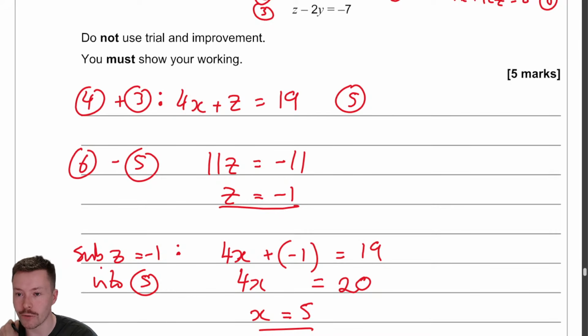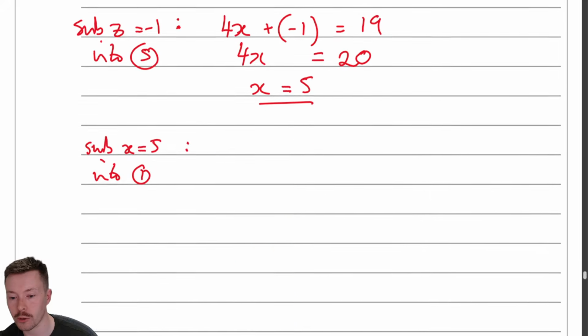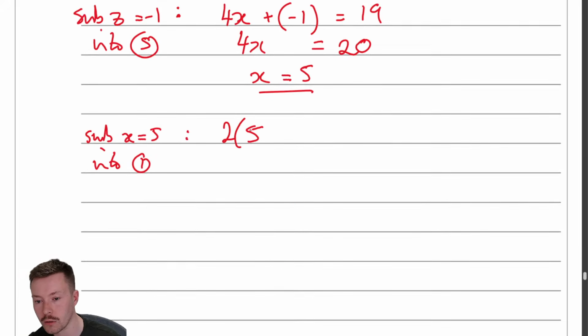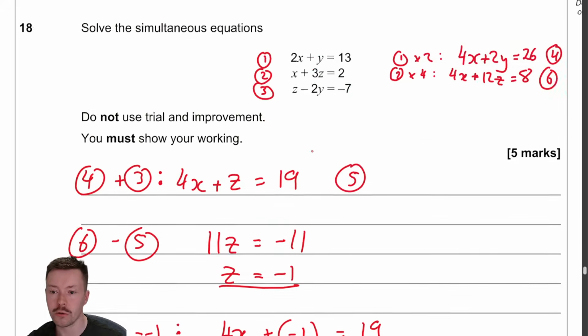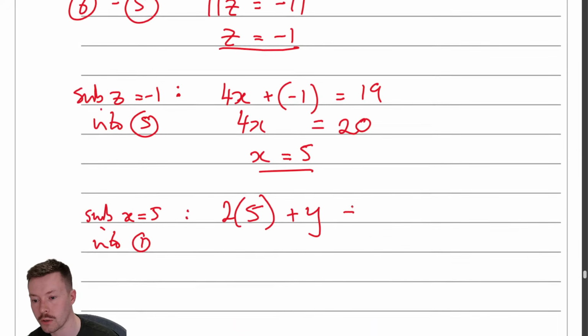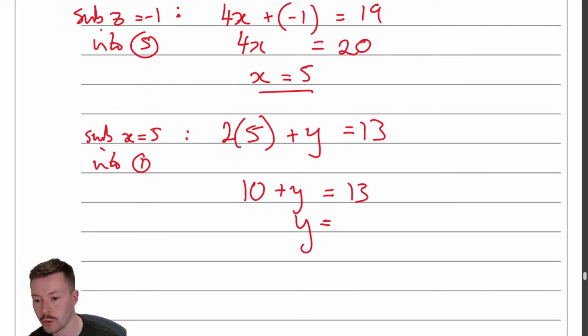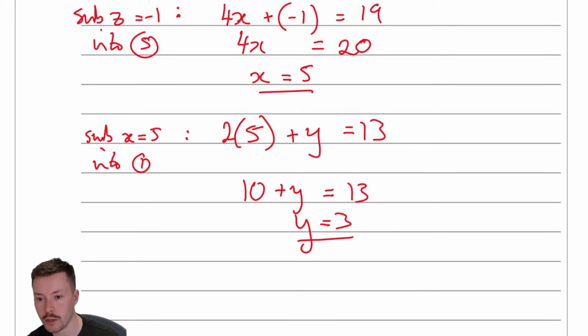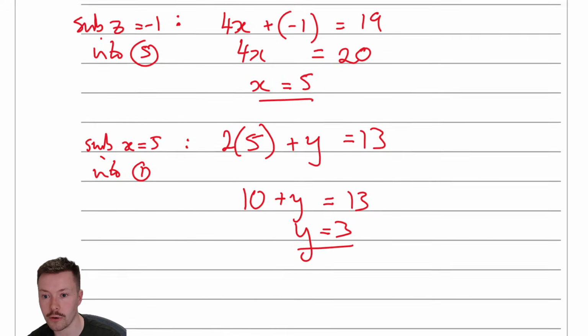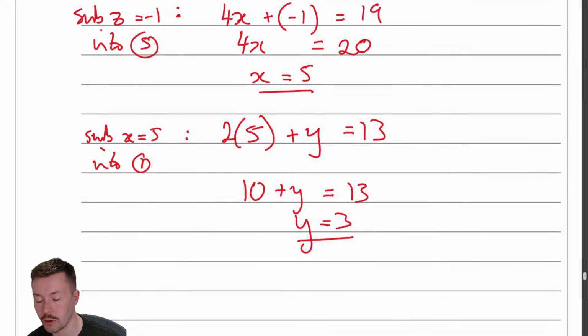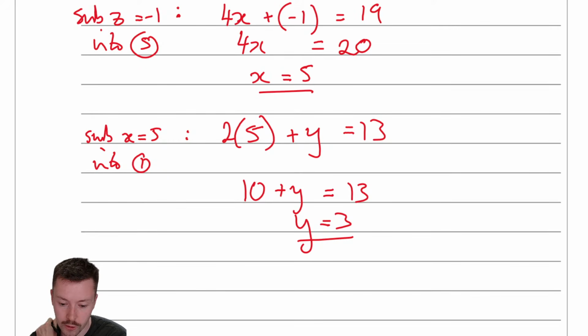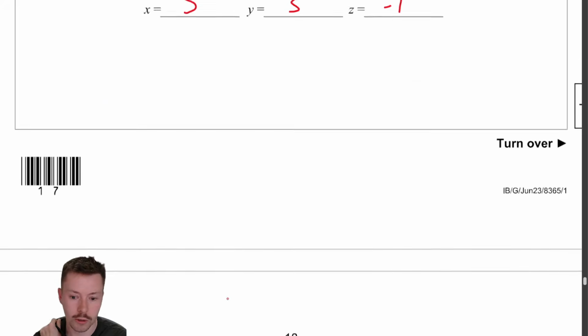Right, sub x equals 5 into number 1. So 2 times 5 plus y equals 13. 2 times 5 is 10 plus y equals 13. So y should be 3. So y is 3, x is 5, and z is -1. Okay, just double check that on the mark scheme. Yeah, that's fine. Right, moving on.